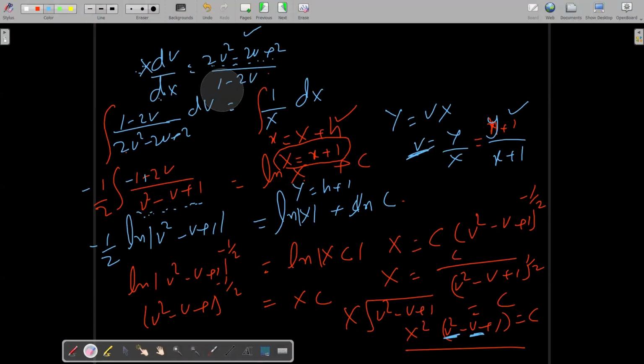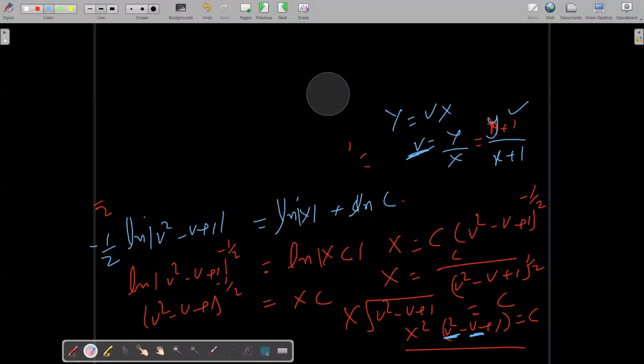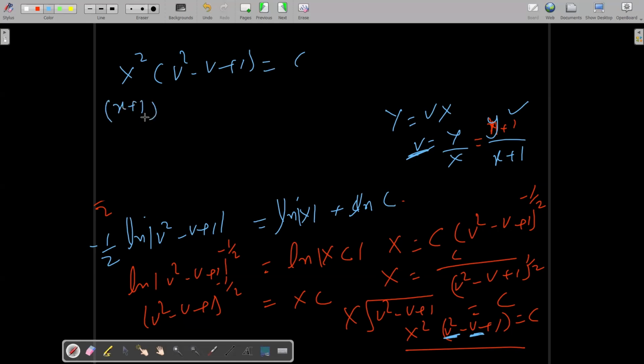Got it? Yeah. Let me write down the final result. We have capital X squared times V squared minus V plus 1 equals C, right? Now, what is the value of capital X? That is small x plus 1 whole squared. What is V? V is y plus 1 over x plus 1. So y plus 1 over x plus 1 whole squared, minus y plus 1 over x plus 1, equals C. And the next thing is just simplification. You can just simplify and make a compact form of the required result, right?